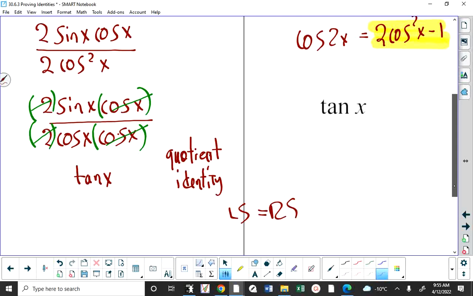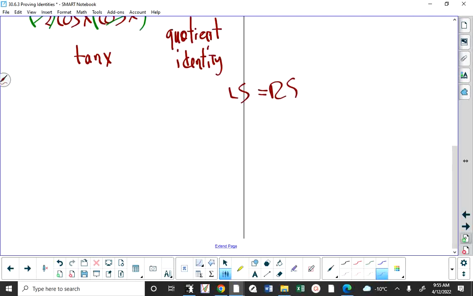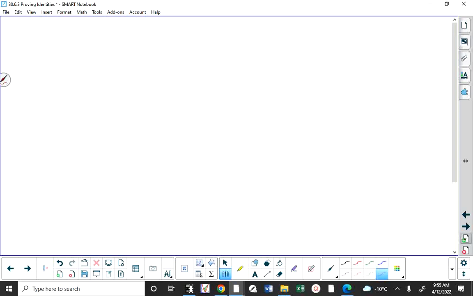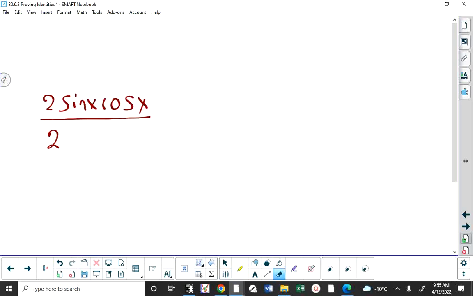So now we still have the non-permissible values, and I'll get to that. But Marcel, I want to address what you said. What Marcel said, and the answer to the question is yes, you can do this, is we were at the stage where we had 2 sine x cos x over cos 2x minus 1.